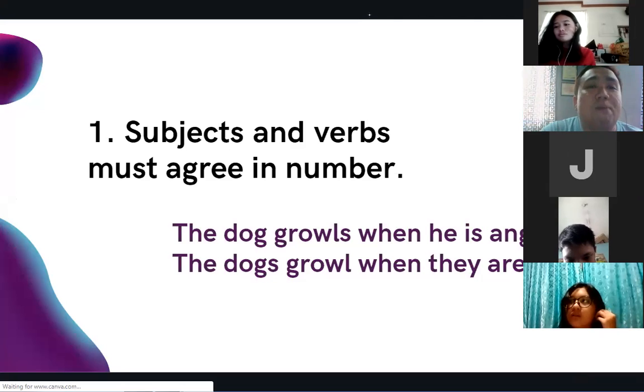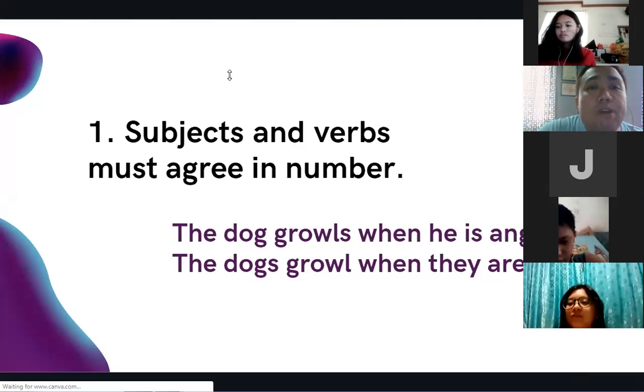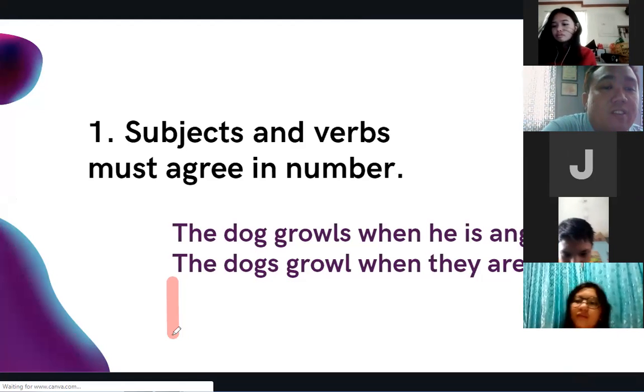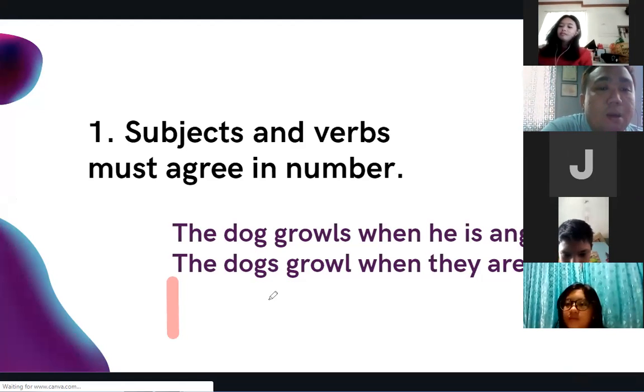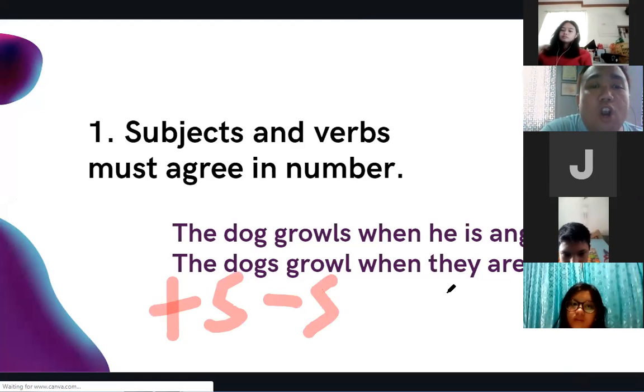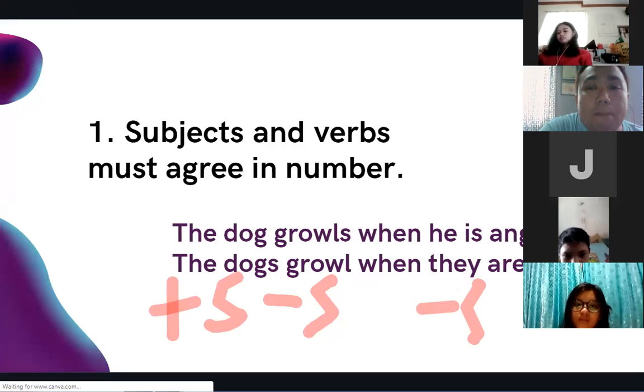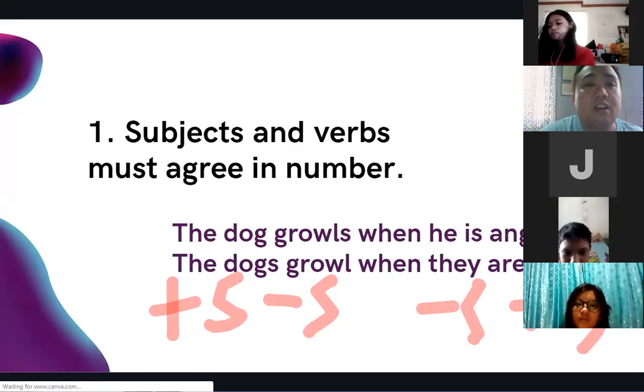Pero dito sa grammar, pwede din natin gamitan ng mathematics. Why? The formula for rule number 1 is plus S minus S or minus S plus S. Nakikita niyo ba?